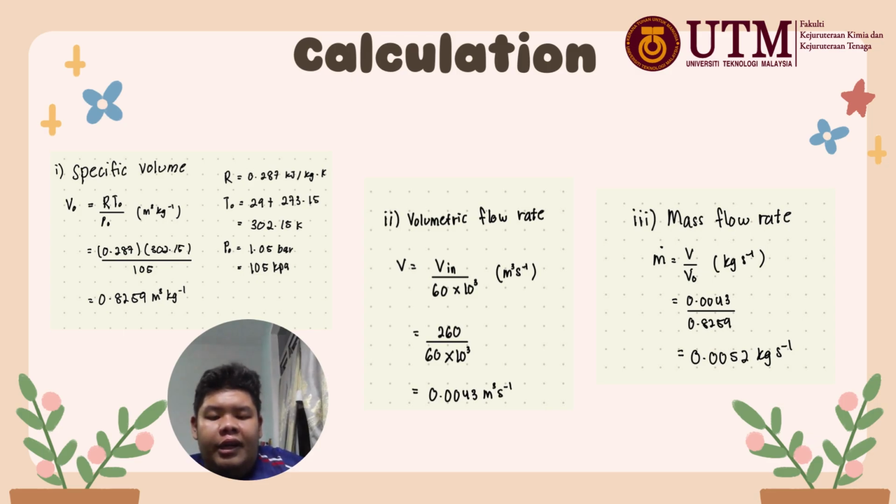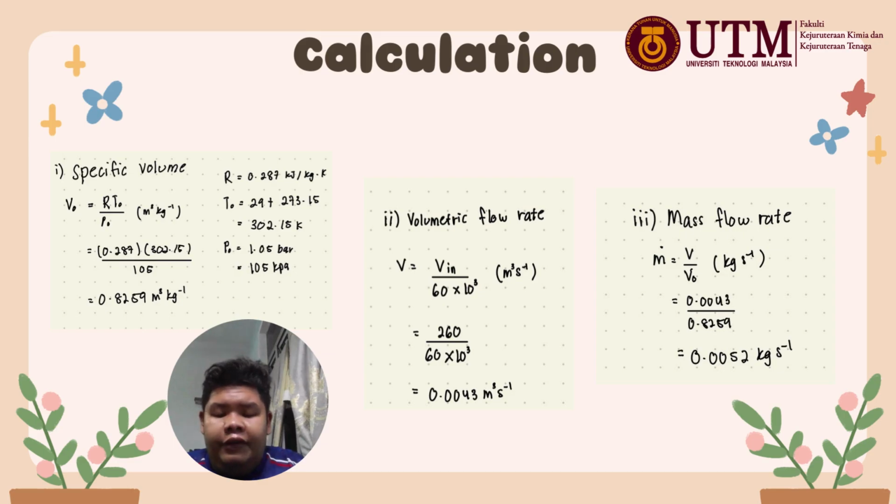Next, we can calculate the volumetric flow rate using the formula V equals V in over 60 times 10 to the power of 3. So, the answer we get from this calculation is 0.0043 meter cube per second.